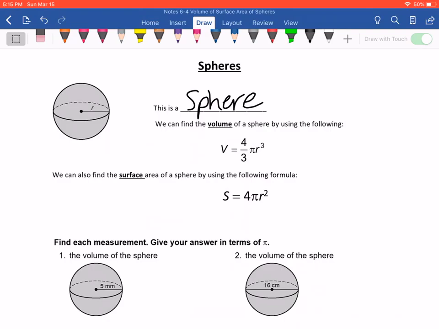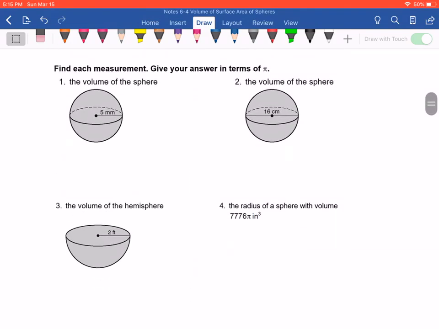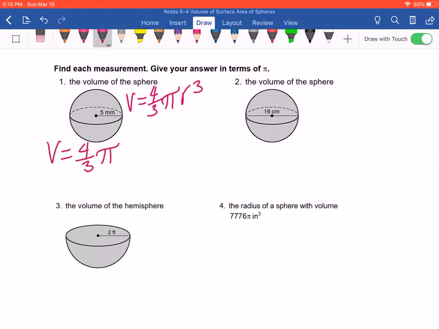So let's do an example. With example number 1, the directions say to find each measurement, give your answers in terms of pi. We want to find the volume of the sphere. So in order to find the volume of this sphere, we want to use our volume formula. V is equal to 4/3 pi r cubed. Be mindful, r is your radius, which is 5. Therefore, V is equal to 4/3 pi radius 5 cubed.